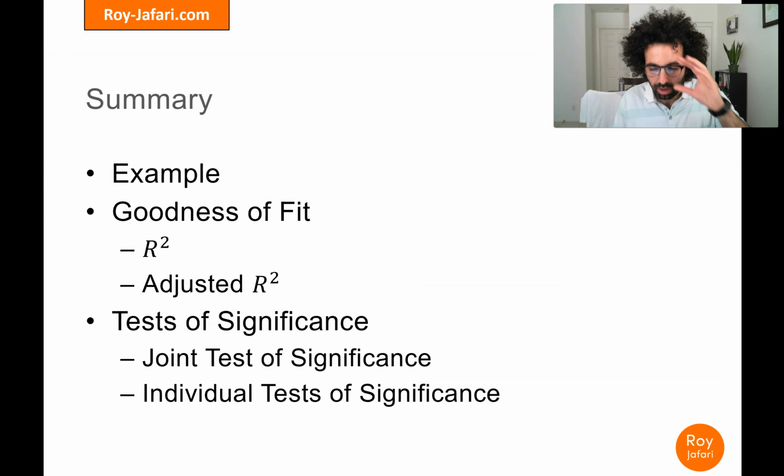So let me offer some summary of this video. In this video, with an example, we talked about what goodness of fit is. We looked at what R squared and adjusted R squared are. And then we also looked at tests of significance, the joint test of significance and the individual test of significance. Until the next video.